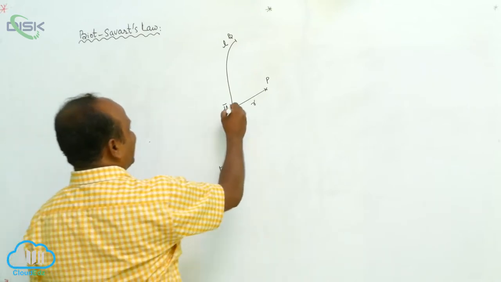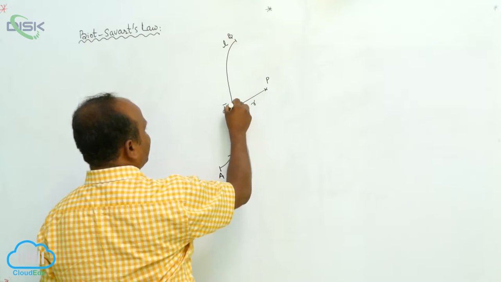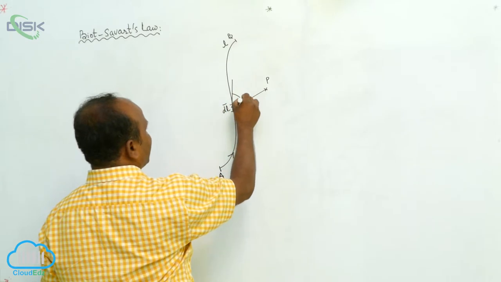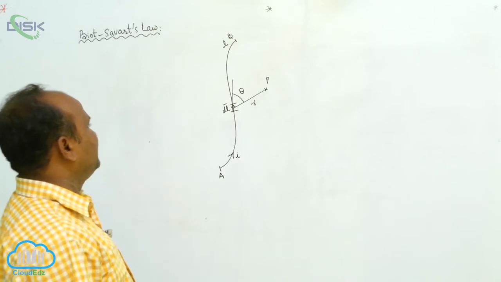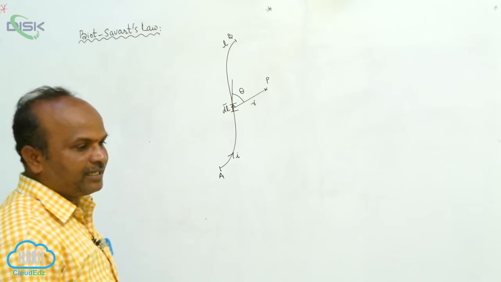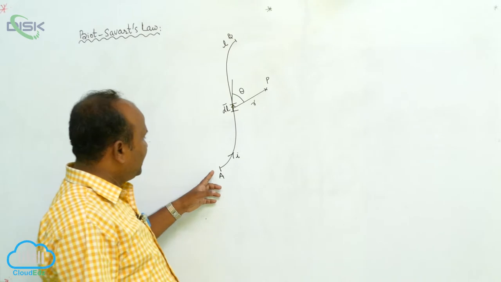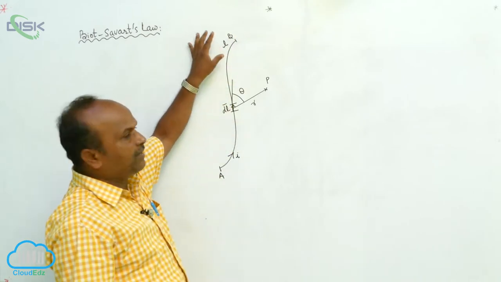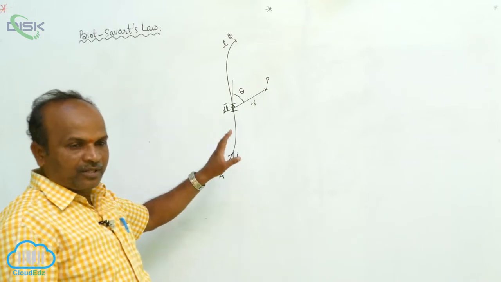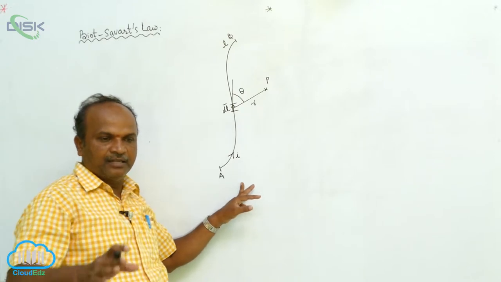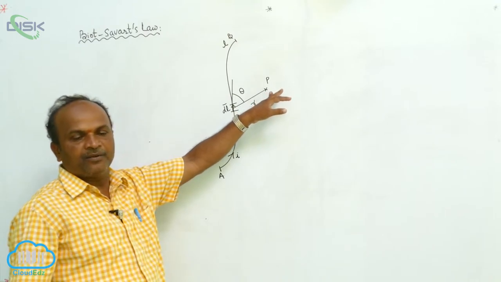Now, what is the direction? The direction of the length element makes an angle theta with respect to the line joining the length element to the point where we are calculating the magnetic field induction. Now let us consider AB is the zigzag conductor of length L through which the current I is passing. Around this zigzag current carrying conductor, there is a magnetic field. The magnetic field at a point P, we want to calculate.